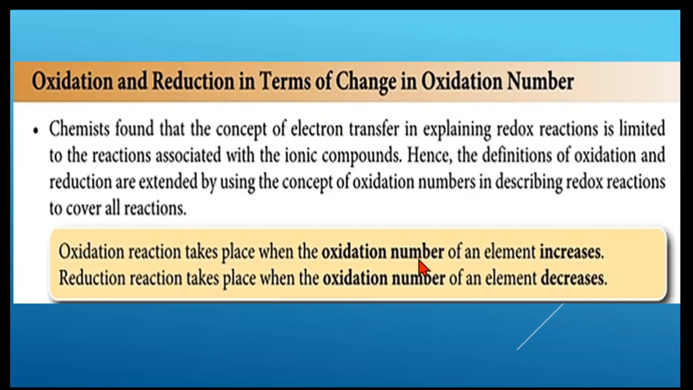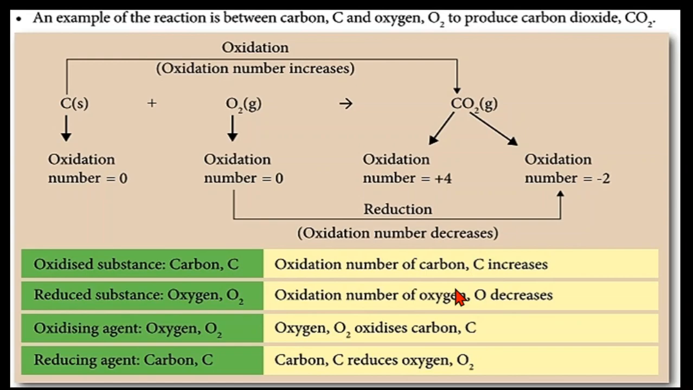Okay, so now oxidation and reduction in terms of change in oxidation number. Kalau oxidation number dia increases, maksudnya reaction yang takes place adalah oxidation. When the oxidation number decreases, so what type of reaction takes place? Reduction. Okay, oxidation, increase in oxidation number. Reduction, decrease in oxidation number. Example, carbon plus oxygen become carbon dioxide.